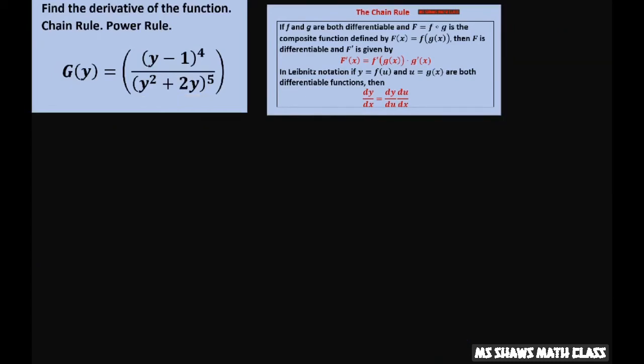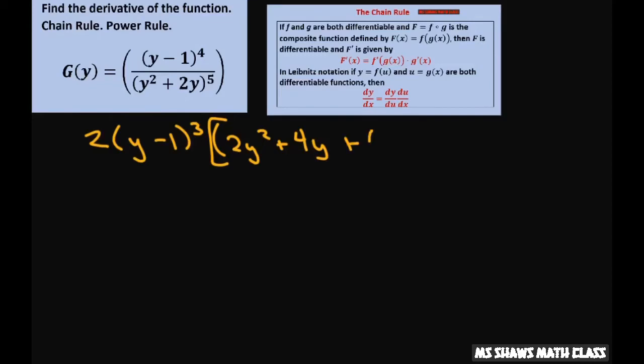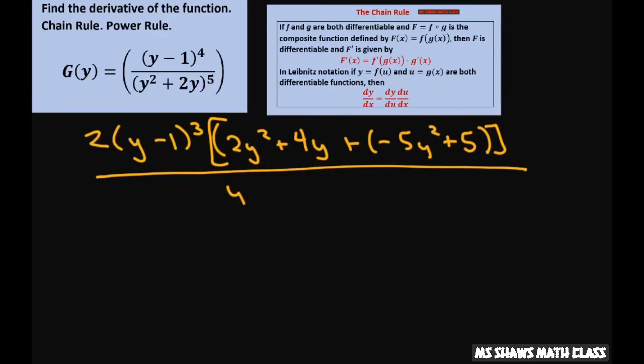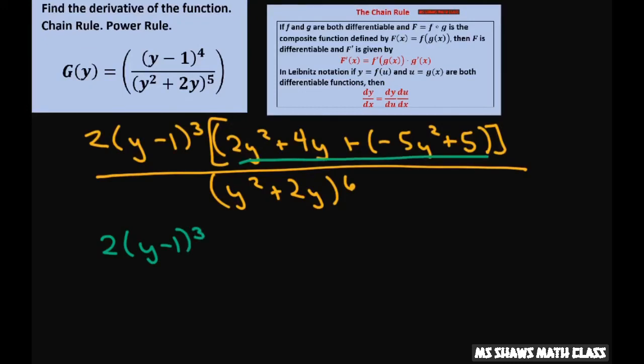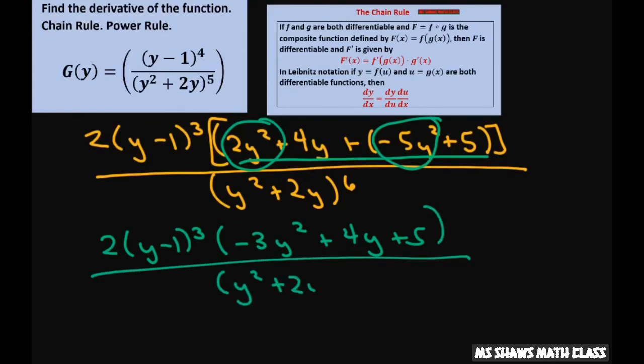And this is going to end up being (y squared plus 2y) to the 6th. So let's write that out. So now what we have is 2 times (y minus 1) cubed times [2y squared plus 4y, put a little bracket here, plus negative 5y squared plus 5], all divided by (y squared plus 2y) to the 6th. All right, now all we have to do is simplify the numerator, and that's going to give us 2(y minus 1) cubed, and all of this is just going to be negative 3y squared plus 4y plus 5. So all I did was add those two. And all divided by (y squared plus 2y) to the 6th.